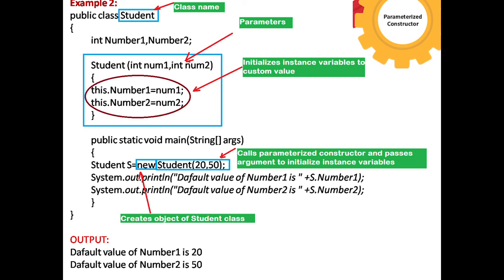If we are writing a parameterized constructor, we need to pass the parameter values here. After the class name, you have to give the argument values 20 and 50. These 20 and 50 are assigned to number1 and number2. Here we have assigned the values, so the output of this program is number1 with 20, number2 with 50. Here, this is the object creation statement. In that statement, the constructor is automatically called.